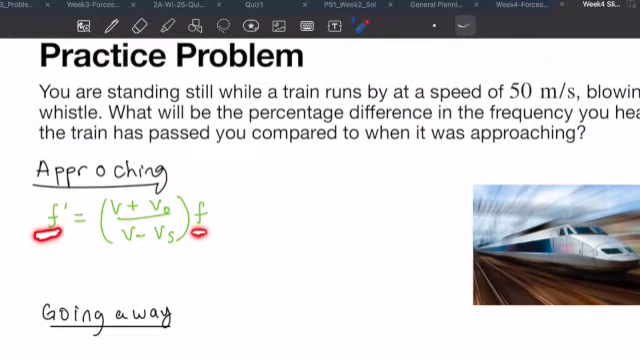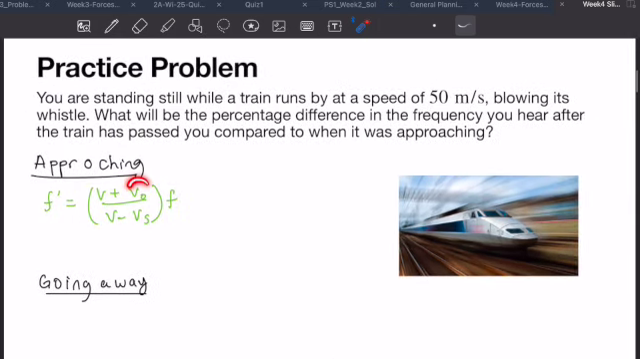This is what we're perceiving when it's approaching us. So when a train is approaching you, is the observer moving or source? Well, you're the observer, you're standing there, so that's 0. This is the train speed. Now we ask ourselves, should we plug in Vs as a positive or negative value? Well, since it's approaching, we plug in Vs as positive. So here, V source will be positive 50 meters per second.